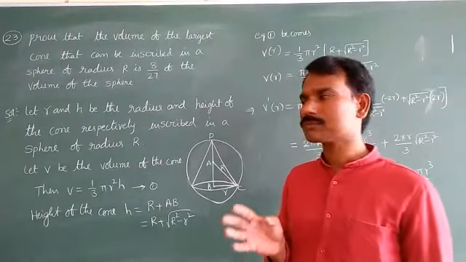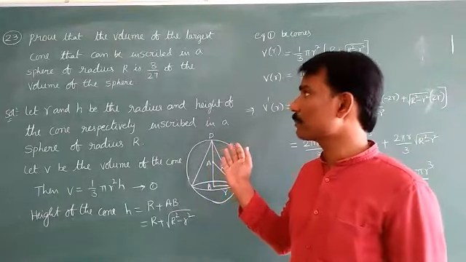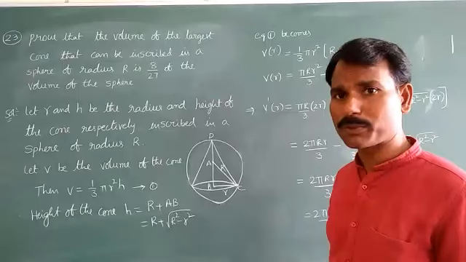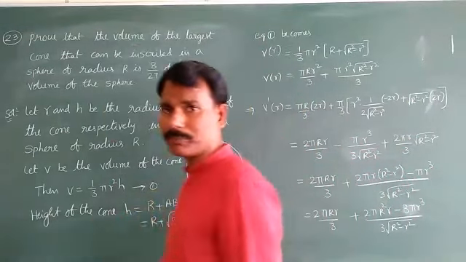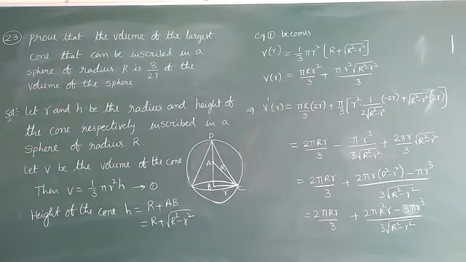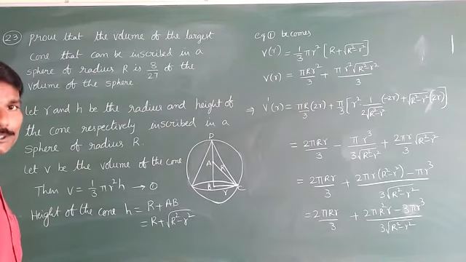Okay guys, today we are going to complete the problems in the first one, the 23rd. Instead of 22 problems we completed, today we are going to take the 23rd solution. Observe students: prove that the volume of the largest cone that can be inscribed in a sphere of radius capital R is 8 by 27 of the volume of the sphere.